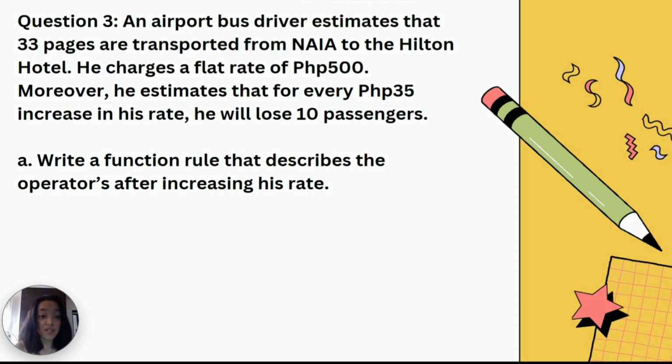An airport bus driver estimates that 33 passengers are transported from NAIA to the Hilton Hotel. He charges a flat rate of 500 pesos. Moreover, he estimates that for every 35 pesos increase in his rate, he will lose 10 passengers. A. Write a function rule that describes the operator's income after increasing his rate. Let's have Professor Sean explain question number 3 for us.